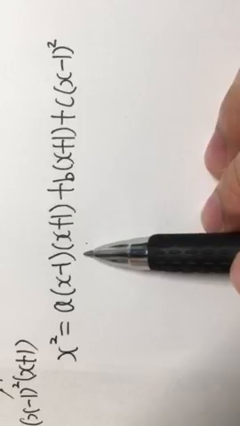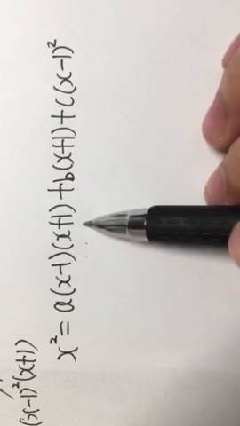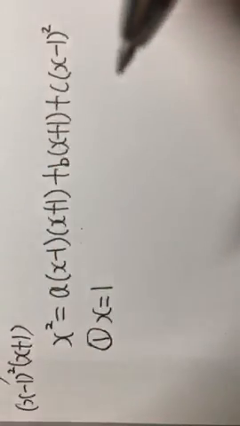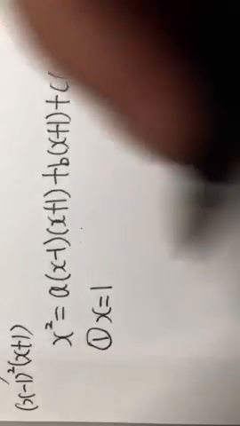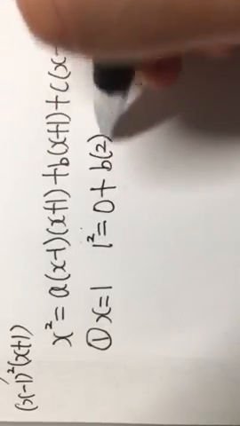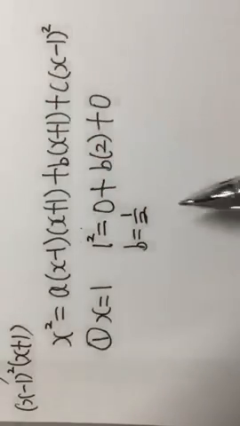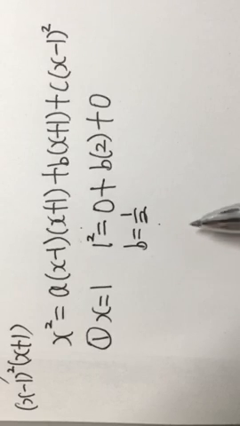And I find out I can plug in either positive 1 or negative 1 into the equation. It all will be 0. So I just need to choose either of them. Then I choose x equals 1. Then I plug it into the whole equation. Then we solve the equation, and B equals 1 over 2.